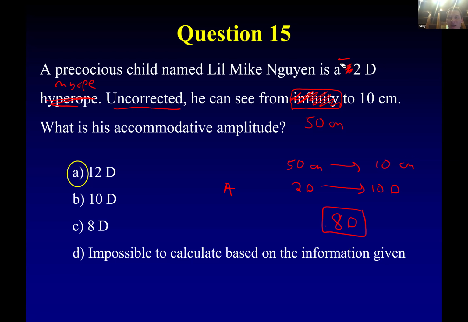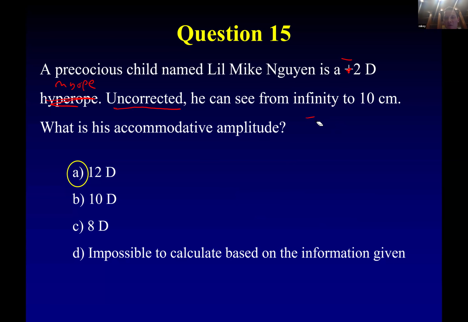Or if he was a corrected myope, let's say he's -2 and he's a corrected myope, again, if someone's corrected, just treat them as if they are emmetropic. So if he's a corrected myope and he sees from infinity to 10 centimeters, just forget about the refractive error and treat him as an emmetropic person. So infinity to 10 centimeters is 0 to 10 diopters. Accommodative amplitude would be 10.